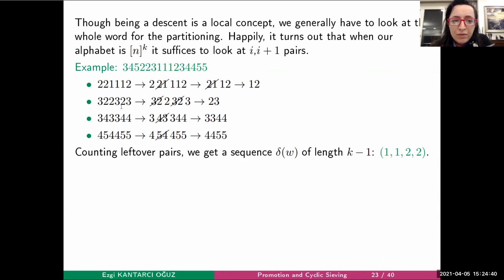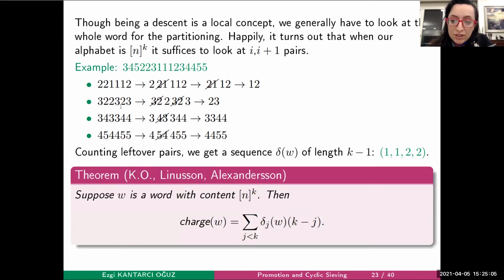We repeat the same thing for 3s and 2s. We keep deleting pairs that are going to be descents, and we are left with 1 pair. And we do this with 3s and 4s, and then this gives us a sequence of how many pairs of non-descents we'll have at the end. And this is going to be a sequence of length k minus 1. And we can just use this sequence to calculate charge instead of the standard subwords. This doesn't work in general, but in our example, because our content is very nice, it works.